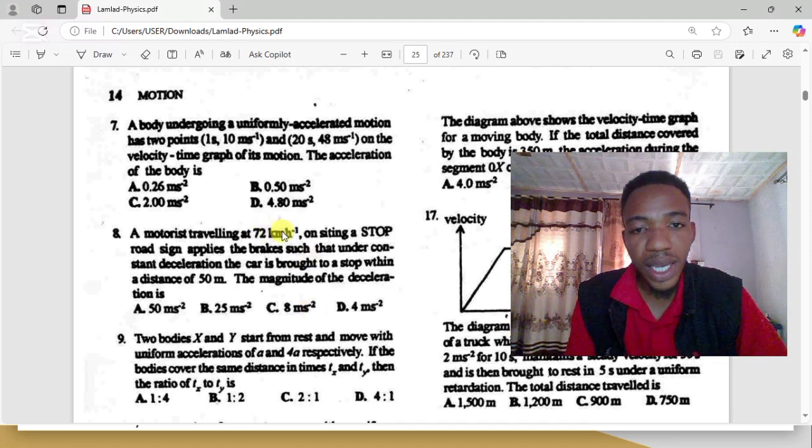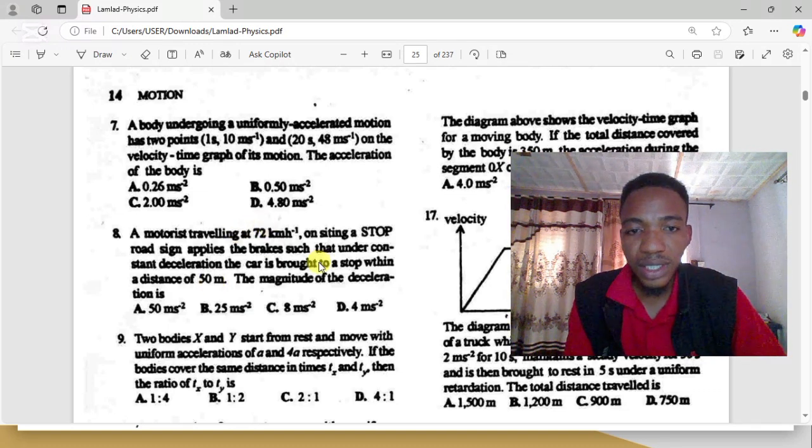Okay, then they said the guy applied a brake. So if he applies a brake, that means this velocity given is the initial velocity. Our final velocity is 0 because the guy is going to stop. So the distance given is 50. So that is all the parameters here.